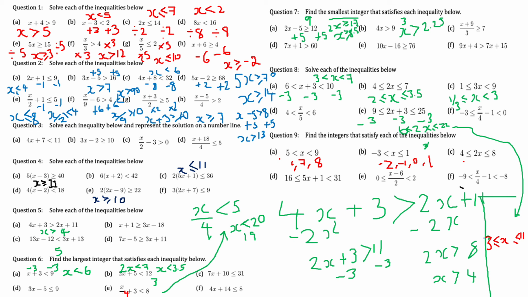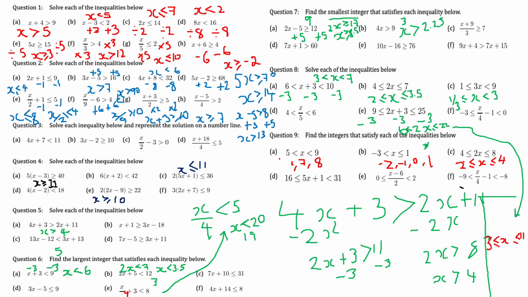For part C, dividing both sides by 2, we get that 2 is less than x, less than or equal to 4. So x can be equal to 2, 3, and 4 for part C. Okay, right guys, so that is the end of the video.